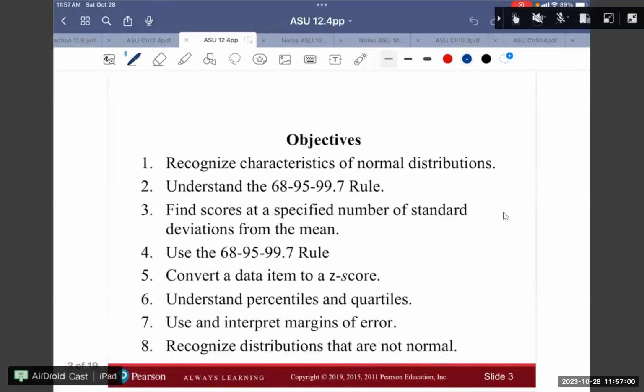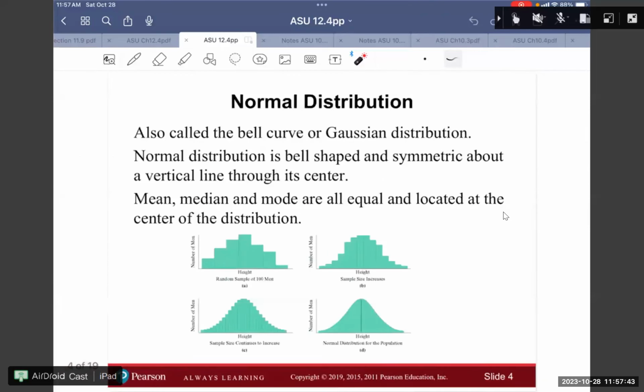Today we go on 12.4, the normal distribution. The objectives are to recognize the characteristic normal distribution and understand the 68, 95, 99.7 rule, apply the rule to find scores at a specific number of standard deviations from the mean, convert a data item to a z-score, understand percentiles and quartiles, and use the interpretation to recognize distributions that are not normal.